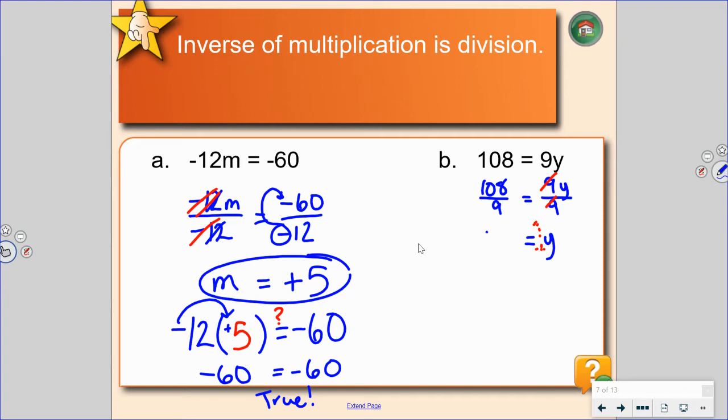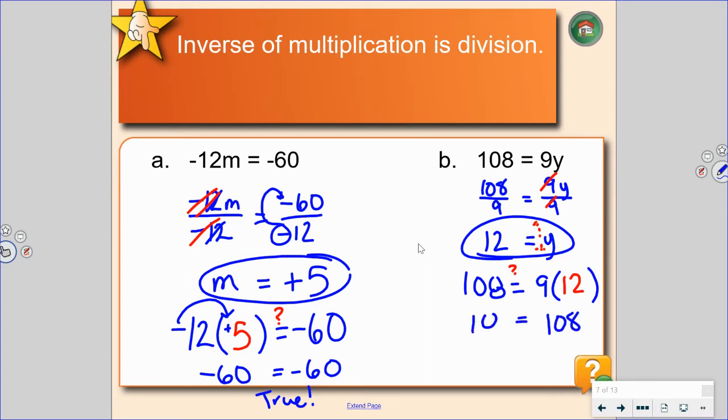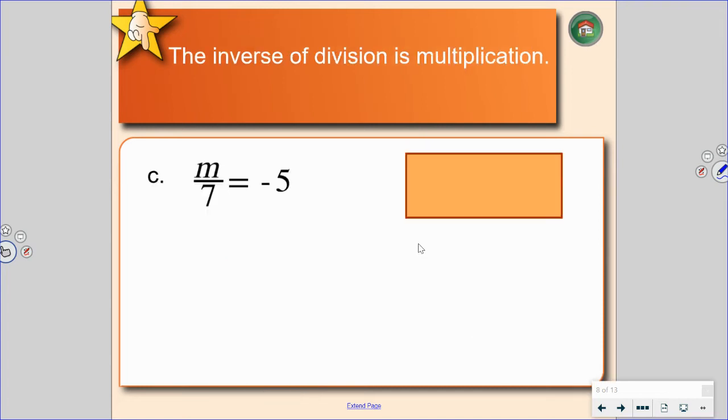108 divided by 9 is 12, or is it? We go ahead, rewrite the equation, but we think we know what that unknown variable is. We think it's known. So we go ahead and multiply 9 times 12, and we see it's a true statement. Pause if you need, rewind back to that part about the drawing if you need.